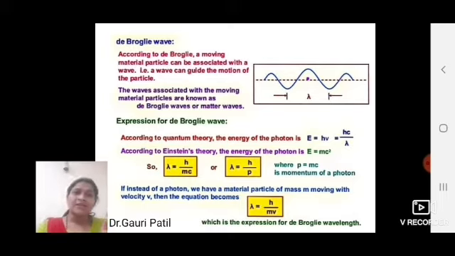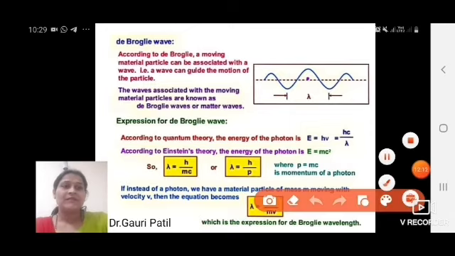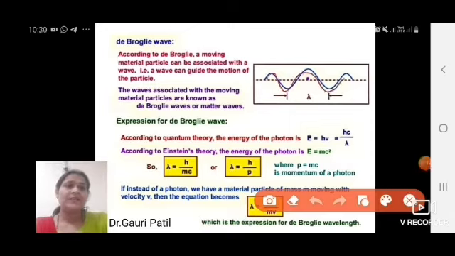After this we will discuss de Broglie's view, meaning what is the dual nature of light and what is de Broglie's view. According to de Broglie, a moving material particle can be associated with a wave, meaning a wave can guide the motion of the particle. Look here: there is one particle and a wave is associated with it. The wave associated with this moving particle is called the matter wave.